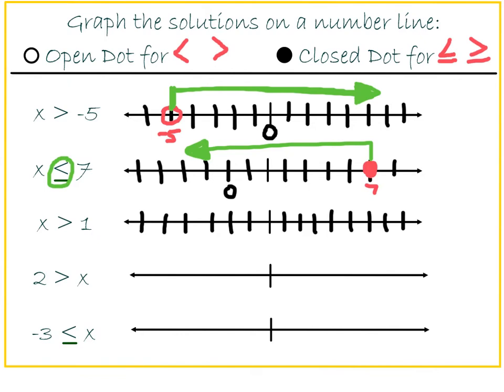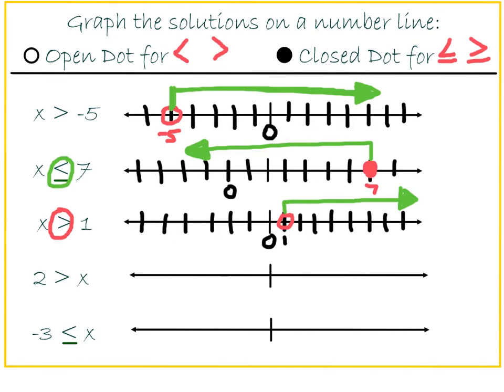So here we have 0 and 1. Am I going to have an open or closed dot at 1? Well, x has to be just greater than but not equal to 1. So that means I'm going to use an open dot at 1. If x's are greater than 1, that means I want to shade everything to the right. Hopefully you got that one. If not, let's try another one.